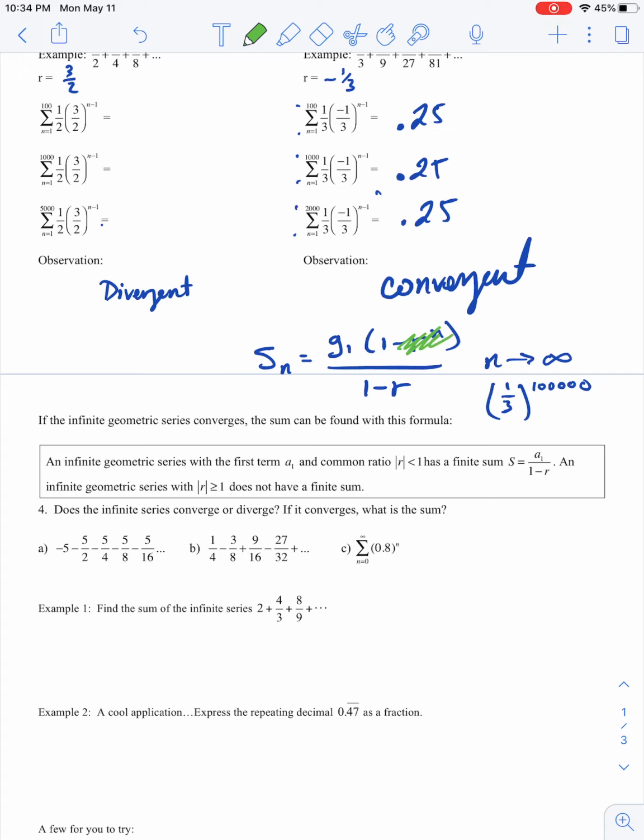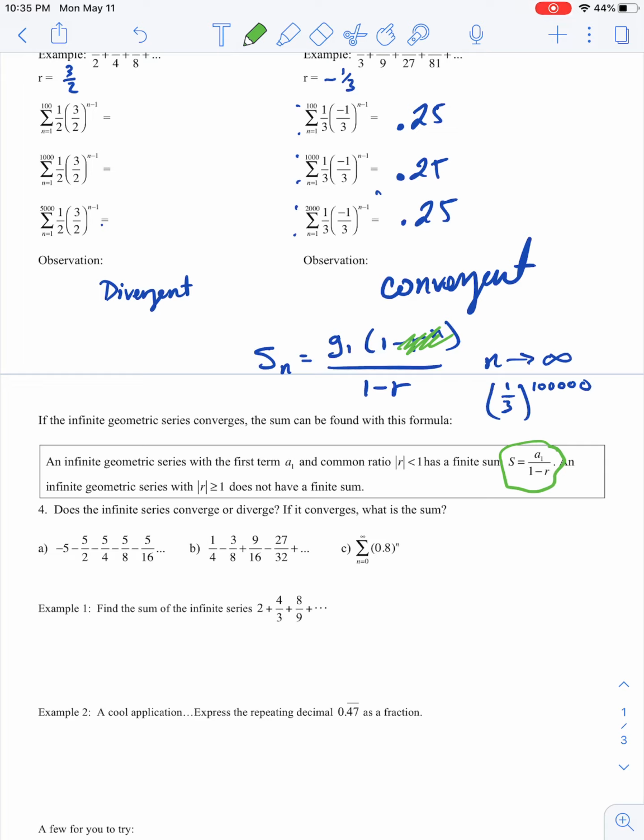It gets closer and closer to 0. And so our formula, when I add to infinity, simplifies. The sum when I add to infinity is actually much simpler. It is just the first term, g1 or a1, whatever you want to call it, on the top, and then the bottom is just 1 minus r. So anytime I want to add to infinity, the formula is actually a lot easier.